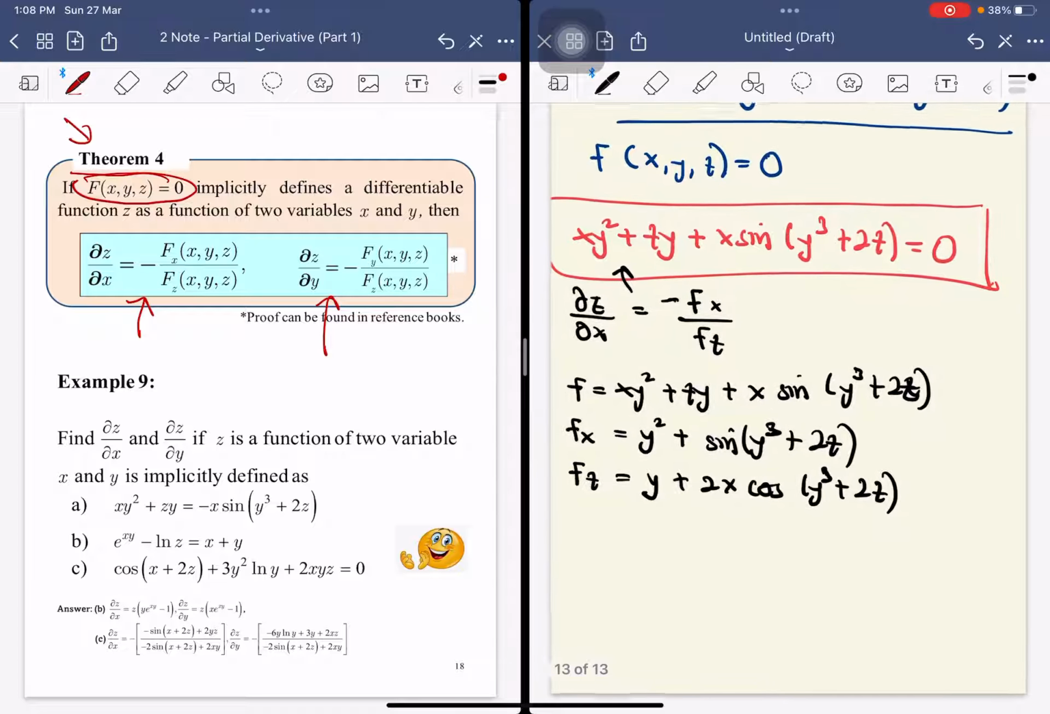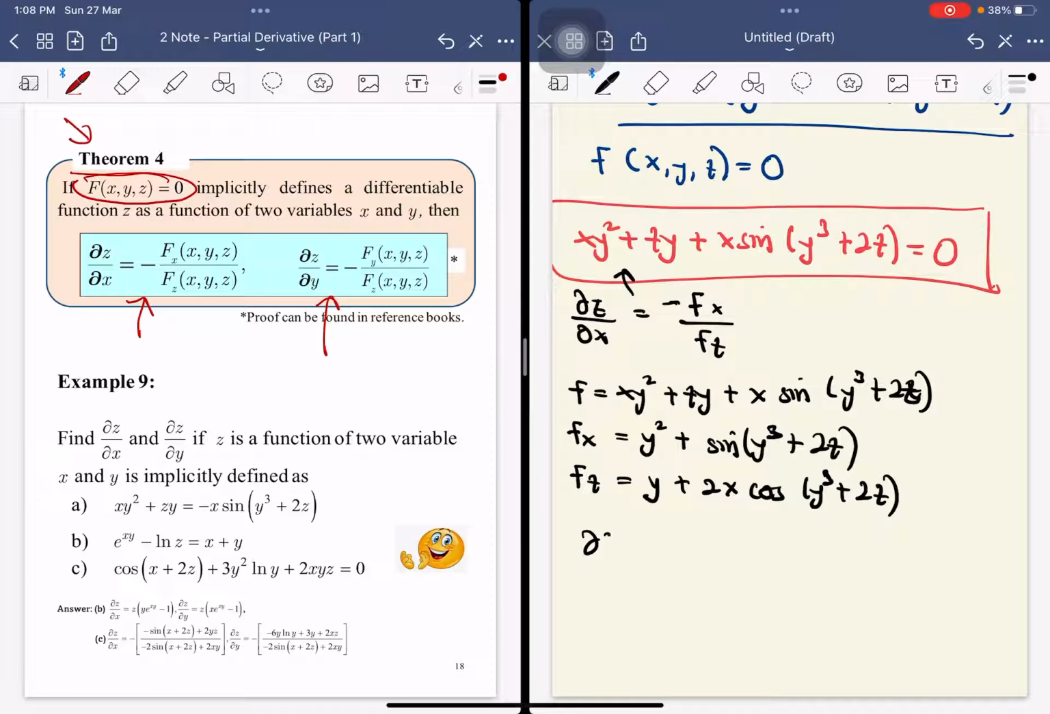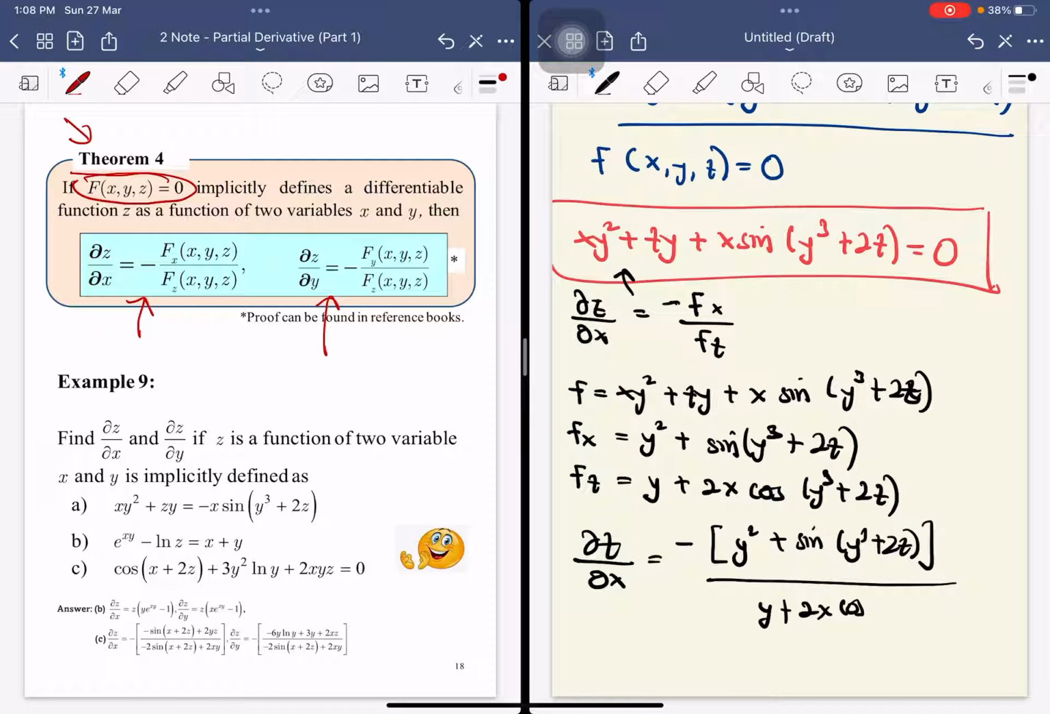But this is not the end yet. The answer that we are looking for, del z del x, is equal to negative, put it in a big bracket unless you would like to expand it. So now the terms are y squared plus sine y to the power of 3 plus 2z over y plus 2x cos y to the power of 3 plus 2z. So this will be the final answer.